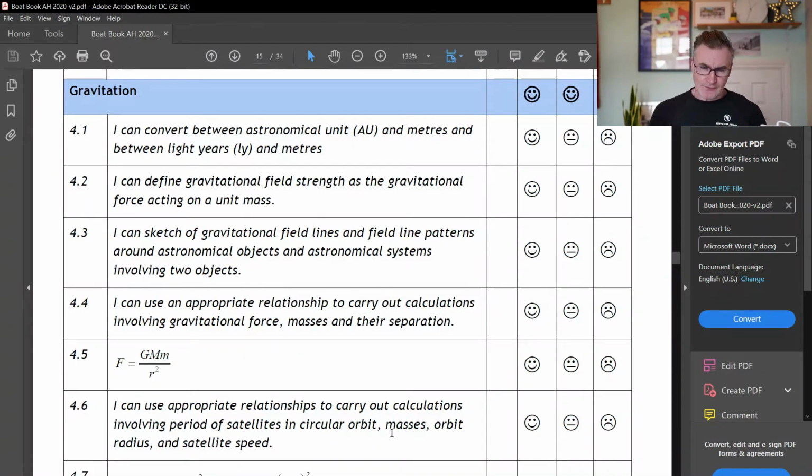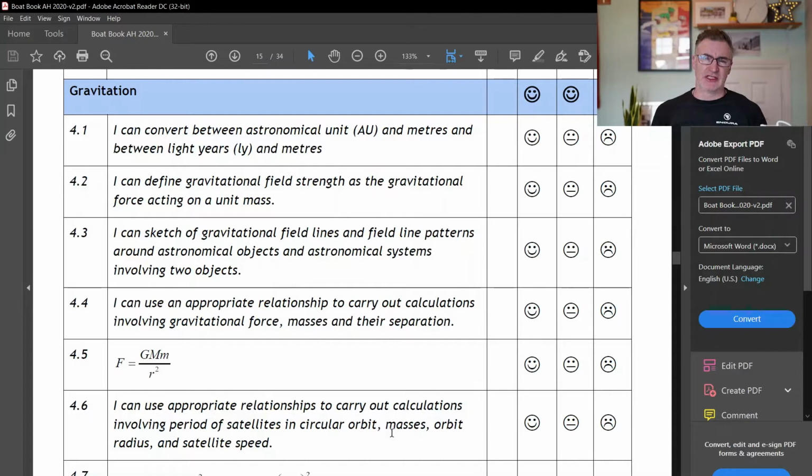So, the first one in this section 4, gravitation, I can convert between astronomical units and meters and between light years and meters. Okay, I'm not going to spend too much time doing this. In fact, I'm going to do it now. An astronomical unit is the distance between the Earth and the Sun. If you know that, then you can just use a ratio, a conversion factor, to figure out the distances for any objects within our solar system.